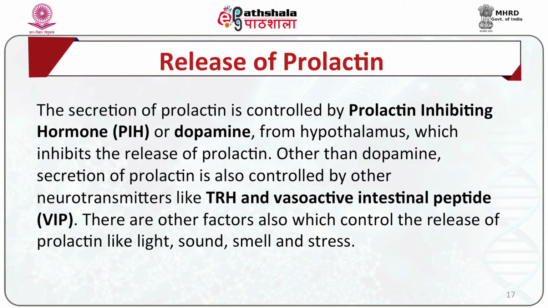The secretion of prolactin is controlled by prolactin inhibiting hormone, which is also known as dopamine, from the hypothalamus, which inhibits the release of prolactin. Other than dopamine, the secretion of prolactin is also controlled by other neurotransmitters like TRH and vasoactive intestinal peptide. There are other factors also which control the release of prolactin, like light, sound, smell and stress.